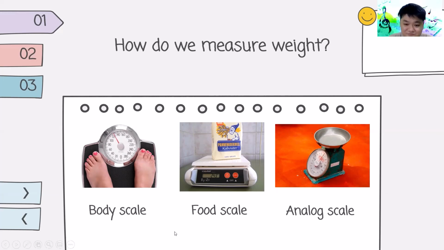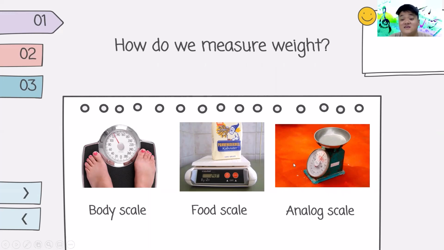Fantastic. We also have another type of scale which is called a food scale. This electronic food scale is used to measure how heavy your food is. For example, we measure food using the food scale, such as how heavy your flour is, how heavy your butter is, how heavy your sugar is. So this is what we use to measure food.